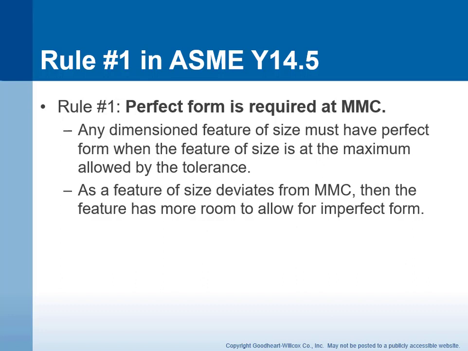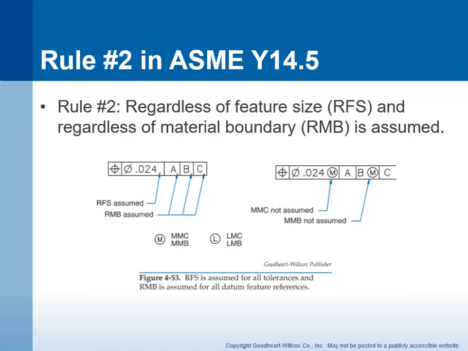So let's talk about rule 2. Rule 2 says regardless of feature size, which we abbreviate RFS, and regardless of material boundary is assumed. What this means is that we use the MMC modifier here and here to modify the tolerances or how the tolerances are applied. And again, it's usually to allow for fits of parts.